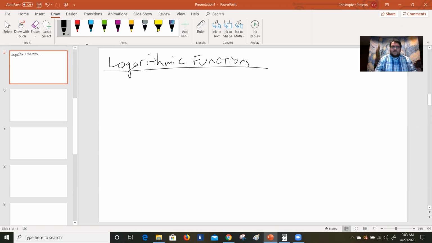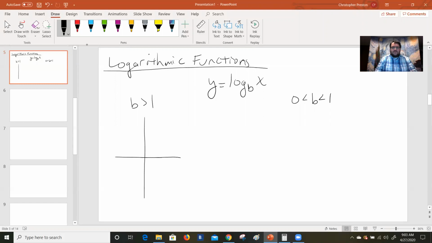This is an introduction. There's much more complicated types of logarithmic functions, but what we're going to look at is working with something in this format: y equals log some base of x. So some properties, there's two situations. You could have a base that's bigger than 1 or a base that's between 0 and 1. And in both of those, you're going to have the same kind of features for this graph or these functions.